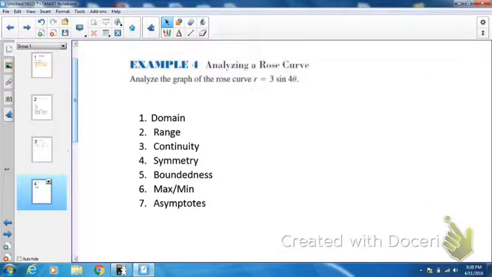For the last page, example 4, we're going to graph our curve. It's called a rose curve because it's going to look like a flower, okay? And it says r equals 3 sine of 4 theta. And then after we graph it, we want to analyze the graph. So we're going to answer questions about the domain, the range, the continuity, the symmetry, the boundedness, the maximum value, and then the asymptotes if there are any.